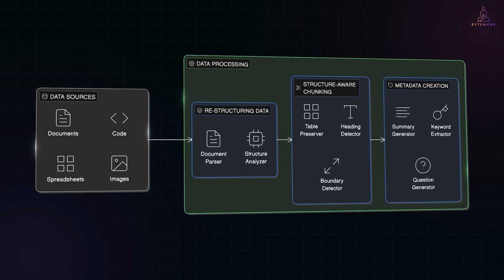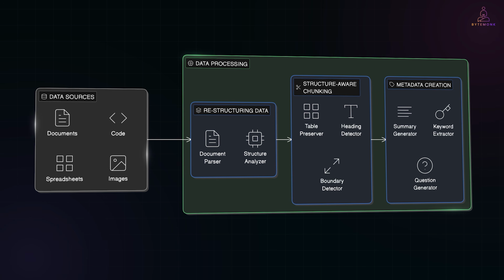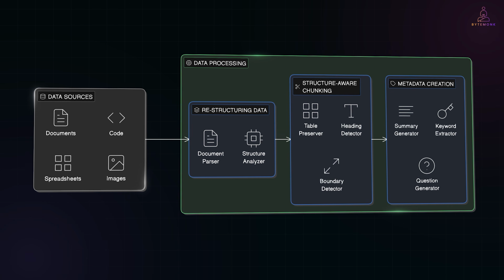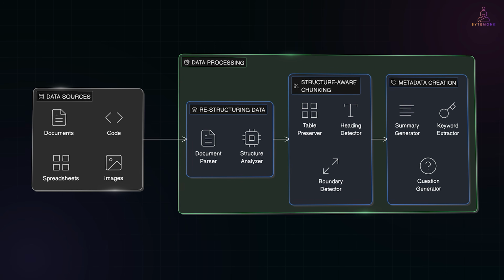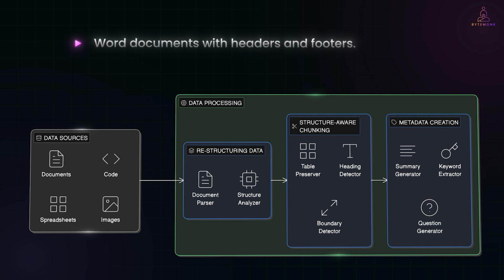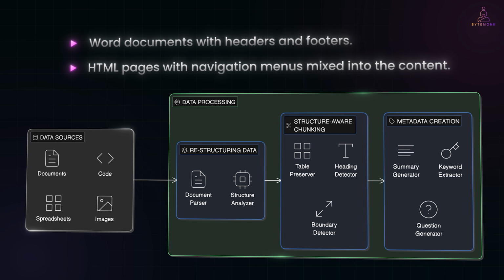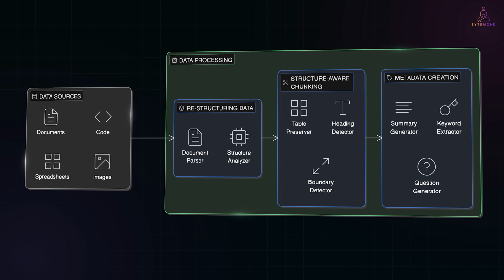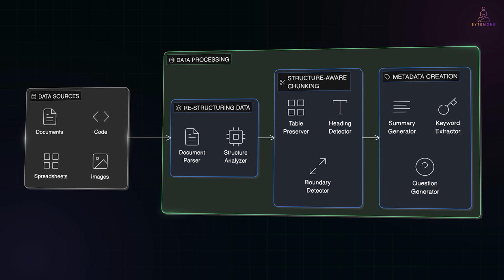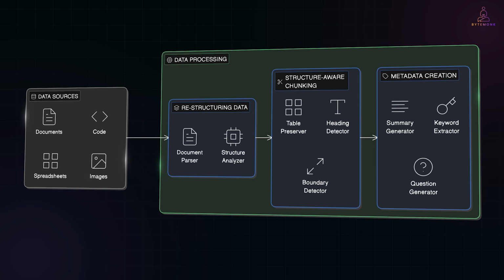In basic RAG, you take your documents, split them into chunks, and embed them. Simple. But in production, your data isn't simple. You have PDFs with tables, Word documents with headers and footers, HTML pages with navigation menus mixed into the content. If you just extract text and chunk blindly, you lose all that structure. So the first step is restructuring. You parse the document and understand what's a heading, what's a paragraph, what's a table, what's a code block. Structure carries meaning, and you want to preserve it.